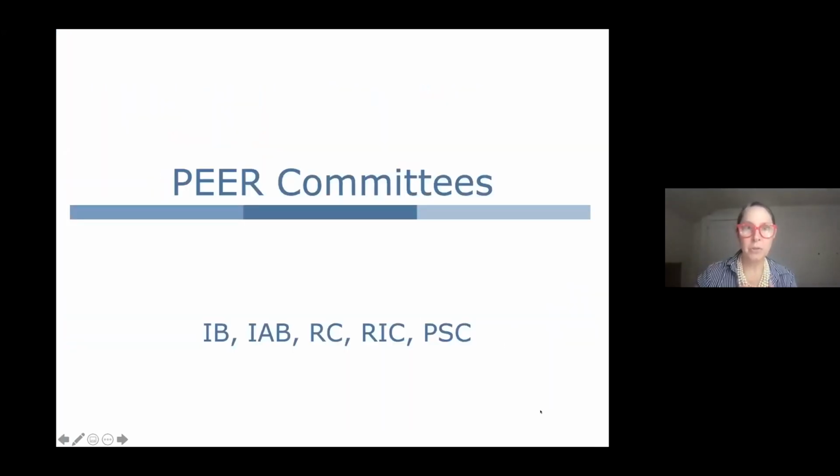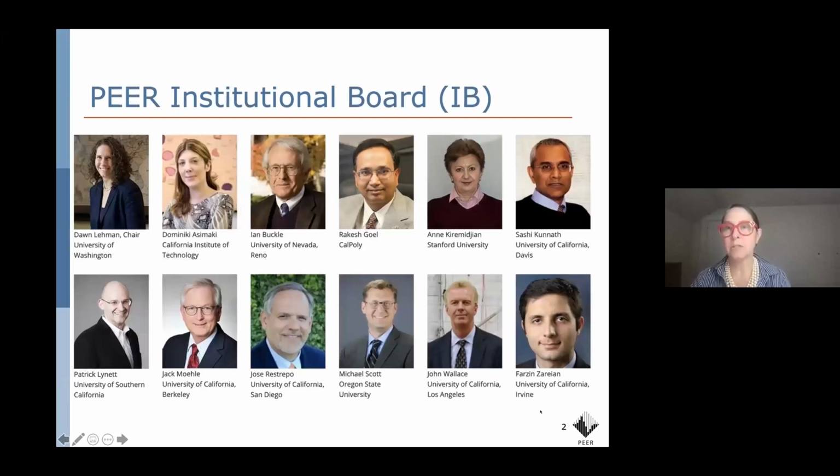For those of you who don't know, the institutional board is made up of each of the core institutions. So your department, if you're part of PEER, has selected a member to represent PEER for your institution and your institution for PEER. So this slide is just showing all of the current members of the institutional board.